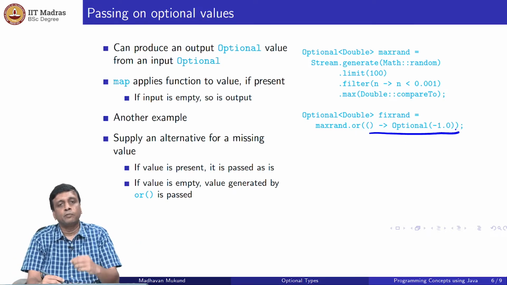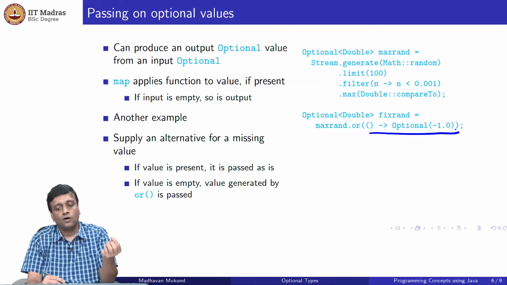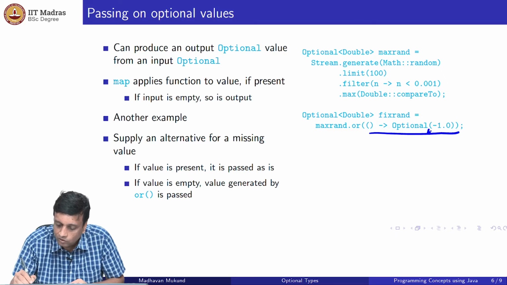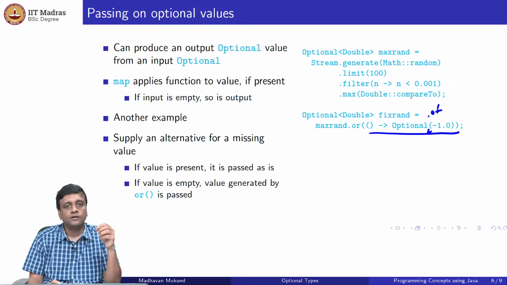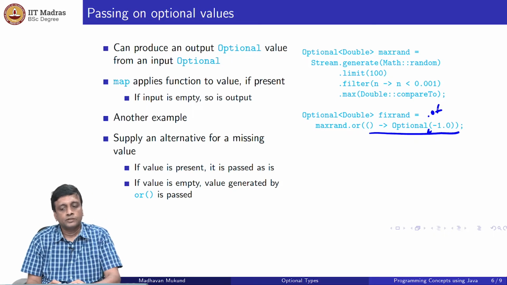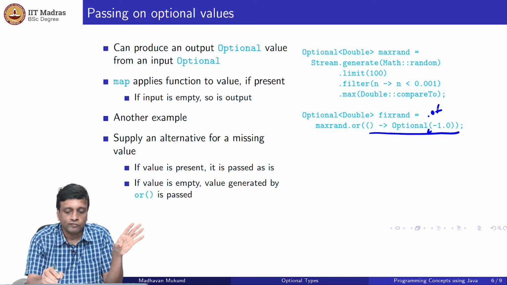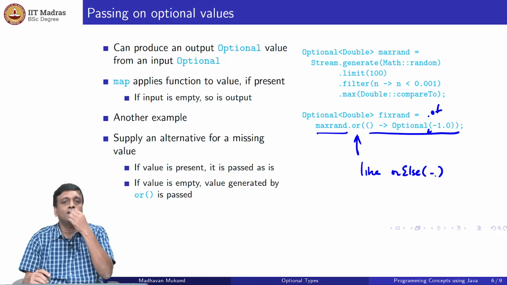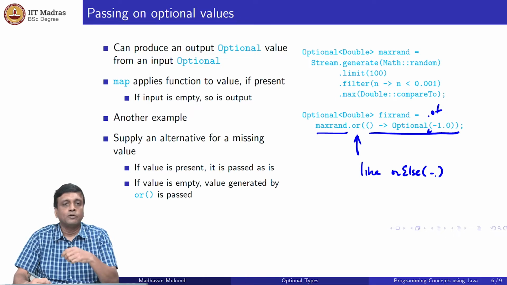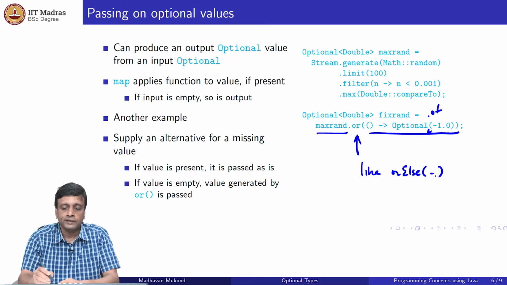So what does this function do? It produces an optional of value -0.1, right. This should probably be .of, I should check. So it produces an optional. Remember how to produce an optional: you say optional.of and give a value. So this will produce an optional value of -0.1. So the output is now going to be something which has a value present. Either it's going to be the value that I got from max rand, or the or-else will trigger. This will trigger only if the value is empty, and if the value is empty, it will produce an output whose value is not empty but will rather be the outcome of this function.